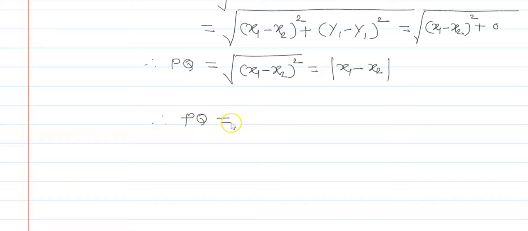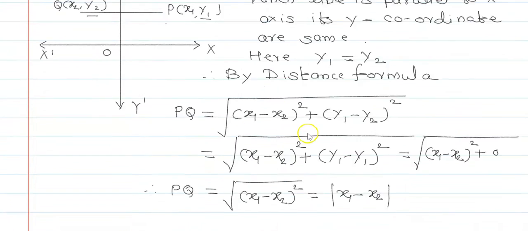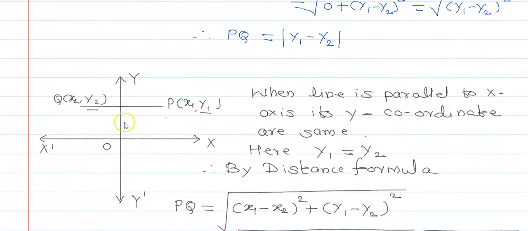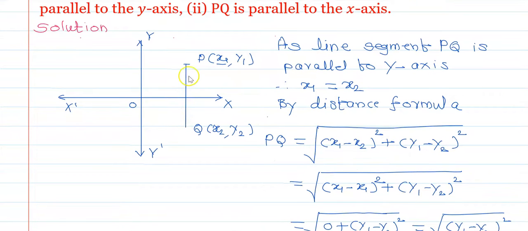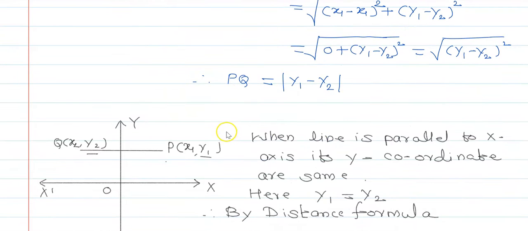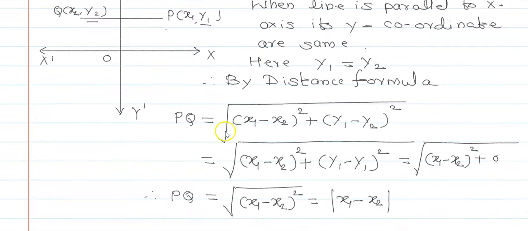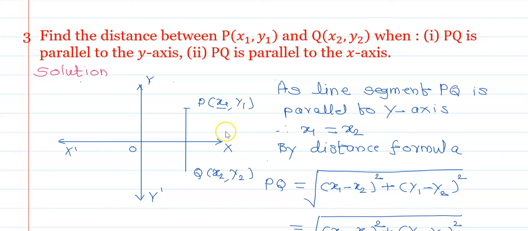Therefore the distance PQ is equal to mod of x1 minus x2 when the line is parallel to the x-axis, the difference of x coordinates. And when the line is parallel to the y-axis, then the distance between the 2 points is nothing but the difference of the y coordinates. You can see this again.